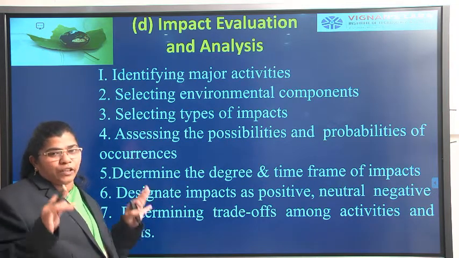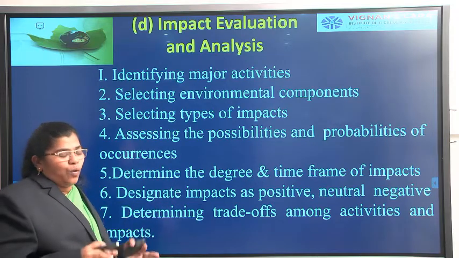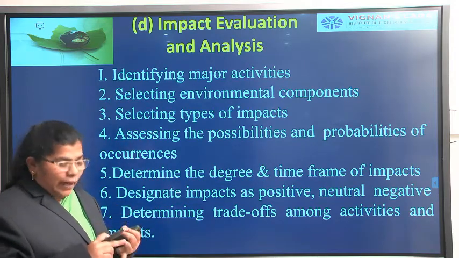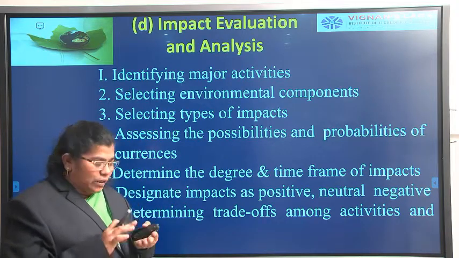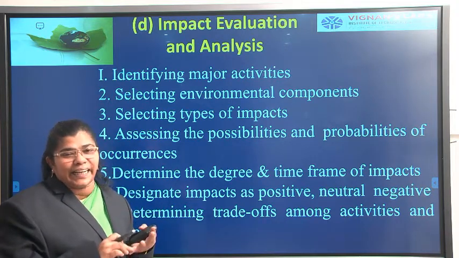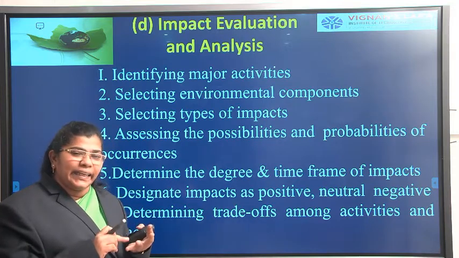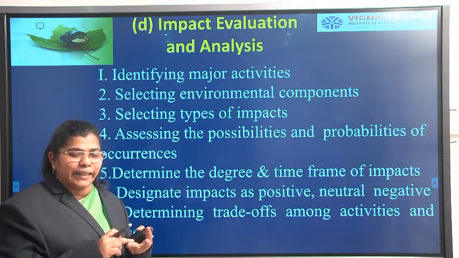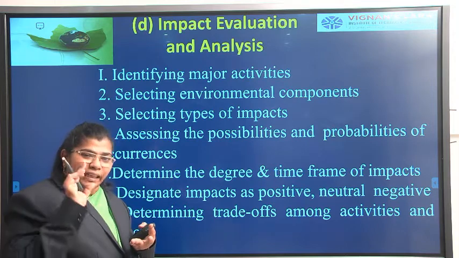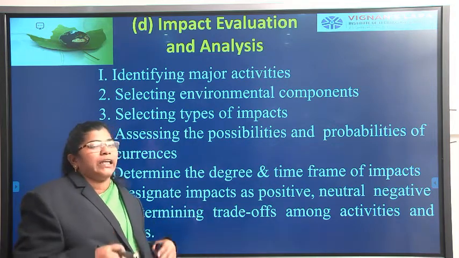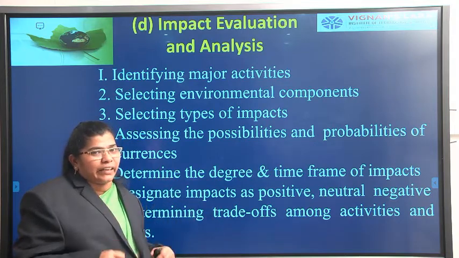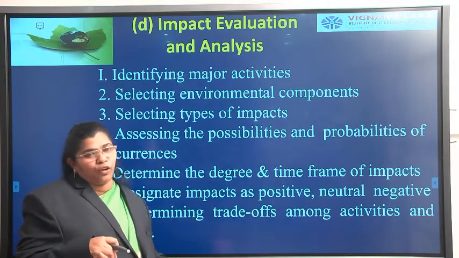Overall, we have seen 4 points now: scope, identification, prediction, and analysis, right? So these all come under the EIA. IEE is the initial environmental study. If this study says that no EIA is required, we can directly go for the project. If it says that EIA is required, then we have to go through these 4 steps.